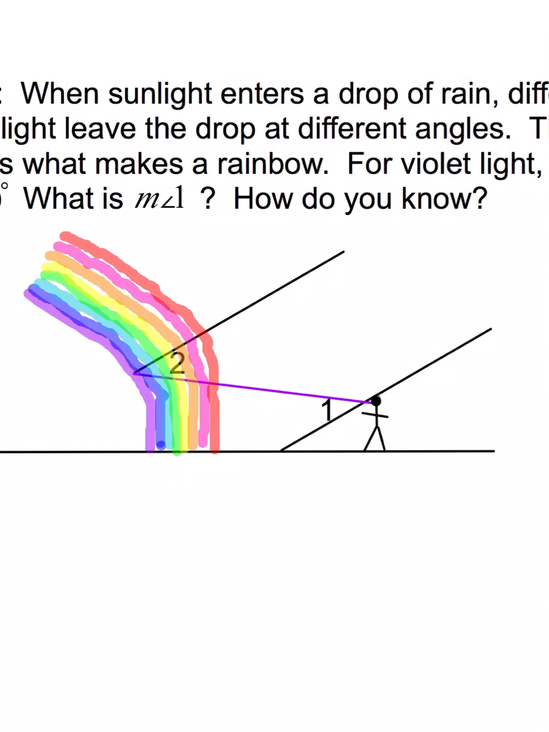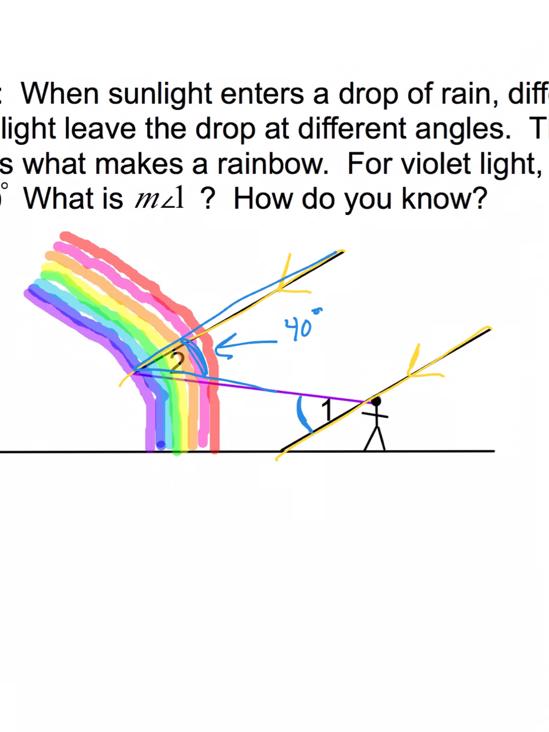Okay, so anyways, it says when sunlight enters a drop of rain, different colors of light leave the drop at different angles. This process is what makes a rainbow. For violet light, which is my daughter's favorite color, purple, the measure of angle 2 equals 40 degrees. And it says, what's the measure of angle 1? How do you know? So we are assuming in this, of course, that the sunlight's rays, these right here, are parallel. Okay? And it tells us that angle 2, which would be this angle right here, is 40 degrees. And it says, what's the measure of angle 1?